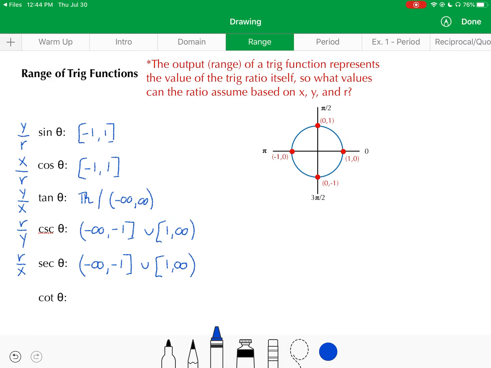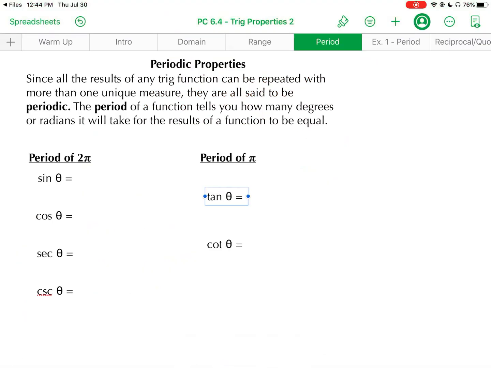Okay. And then the cotangent function is defined to be x over y. This is going to be the same as it was for the tangent function. X over y could result in any real number. Okay. All right, and once again, those ranges for each of these, they'll be reinforced as we start graphing these functions, okay? All right, now let's talk about the period of a trig function, okay?